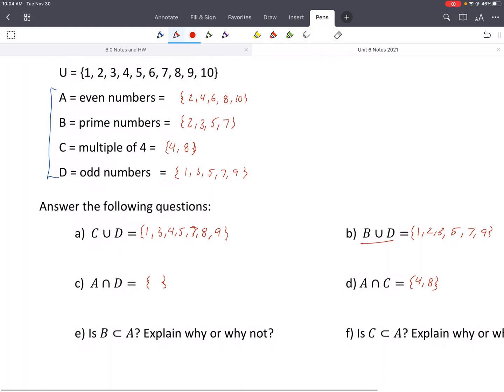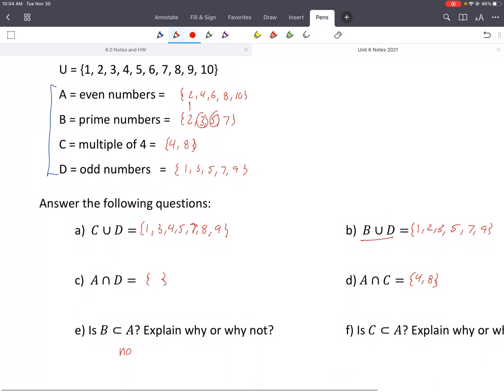Is B a subset of A? No. Okay. 2 is in it, but 3 isn't. 5 isn't, and 7 isn't. Okay. So like the odd ones don't go in A. So no. 3, 5, and 7 are not in A. Is C a subset of A? Is 4 and 8 also in A? Yes. 4 and 8 are both in A.